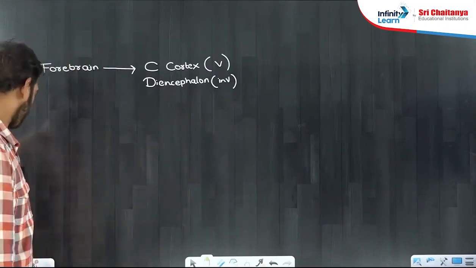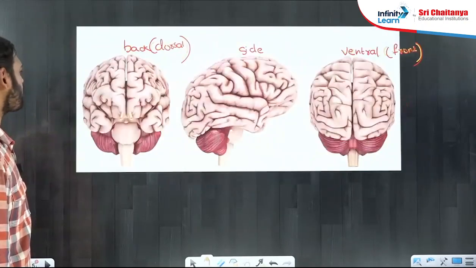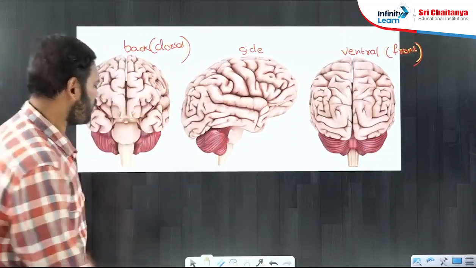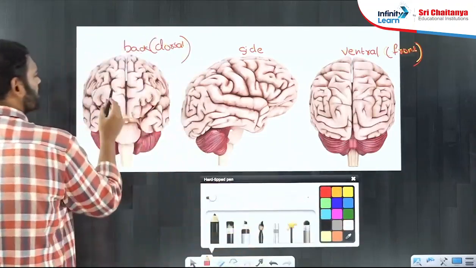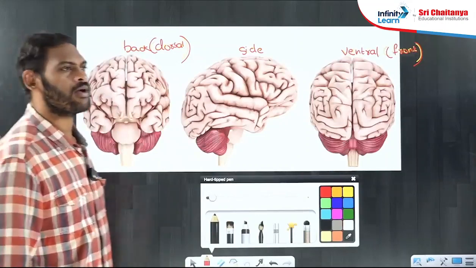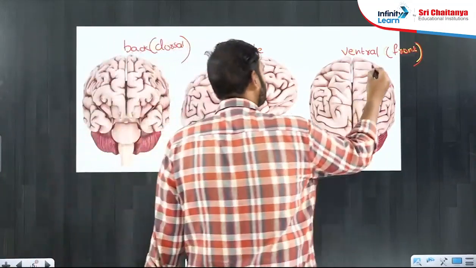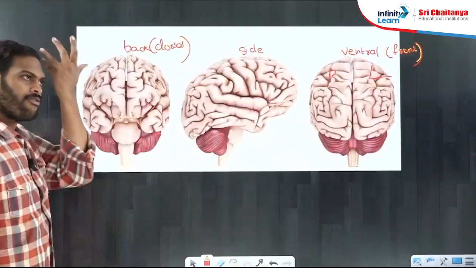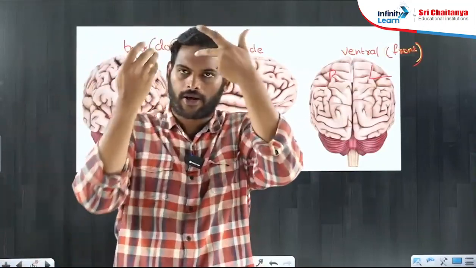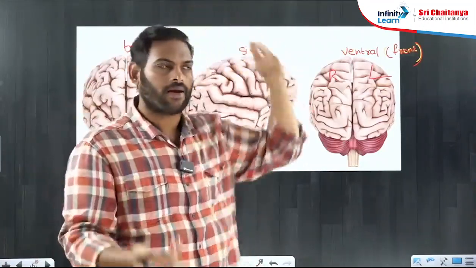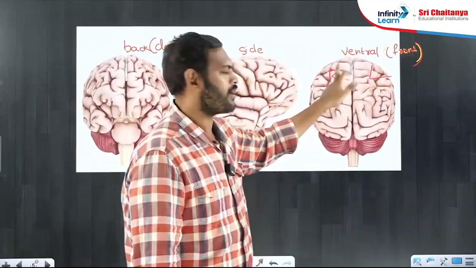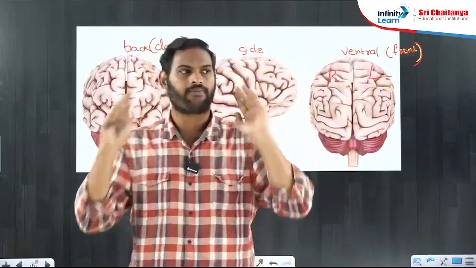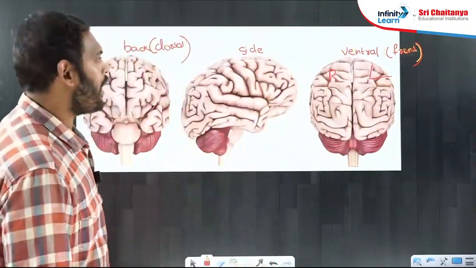So, cortex. Cerebral cortex can be split into two parts: left hemisphere and right hemisphere. Left cortex, right cortex. There was a line, the sulcus. From the front view, left, right.